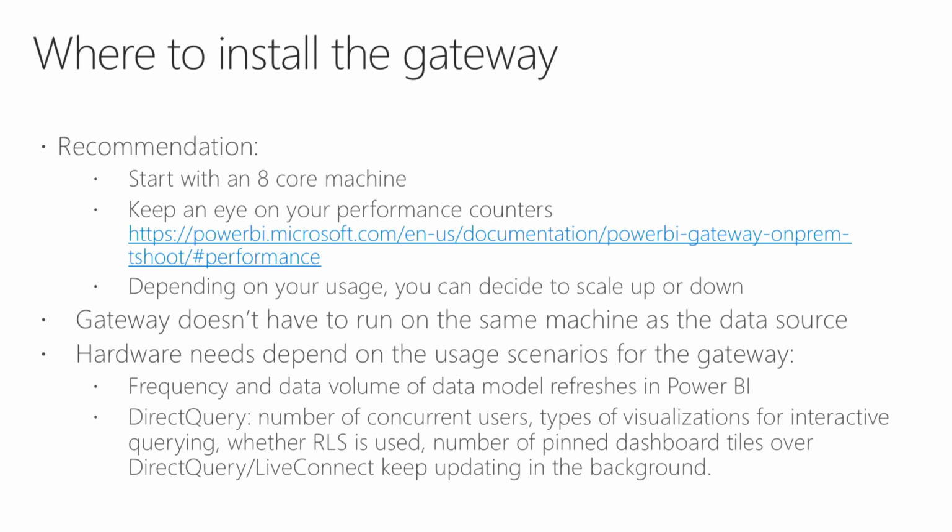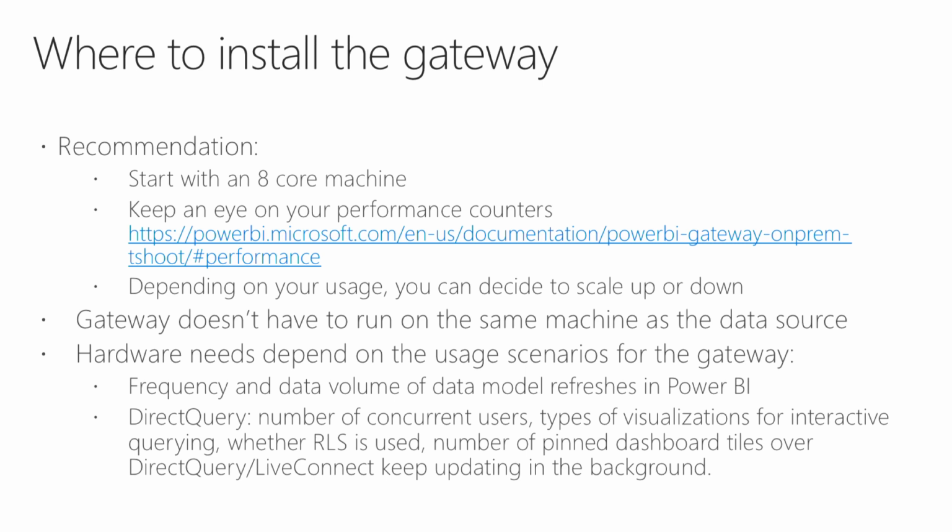The gateway itself doesn't have to run on the same machine as the particular data source. It just needs to have line of sight from a network perspective. And the hardware needs really depend on your usage scenarios. There is another session at the Data Insight Summit that goes deeper into performance considerations and how to optimize performance.